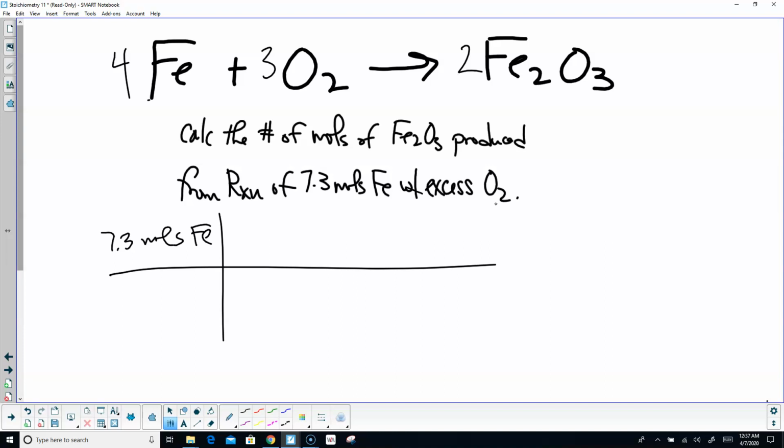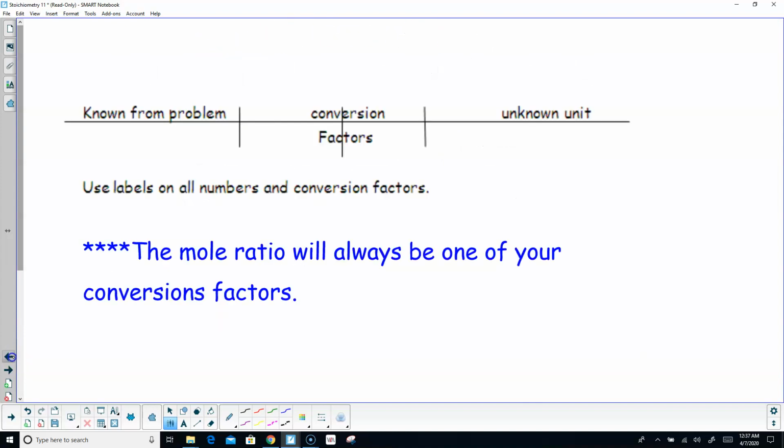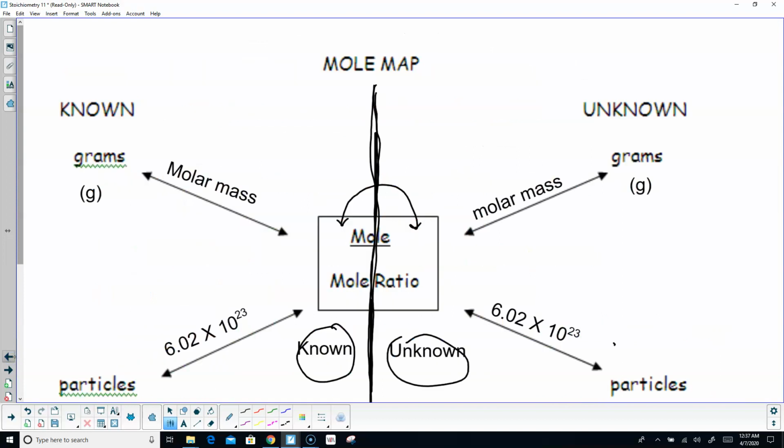Okay, and so I want to go from moles of iron to moles of iron 3 oxide. That's what the problem is asking. We're going from moles of this to moles of this, right? And so we're going from here to here. Well, let's go back and look at our equation here real quick. So I'm starting with moles of known. I'm going to moles of unknown. I need a mole ratio. It is a one-step stoich problem.